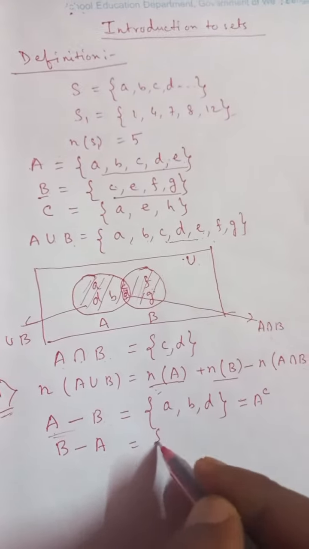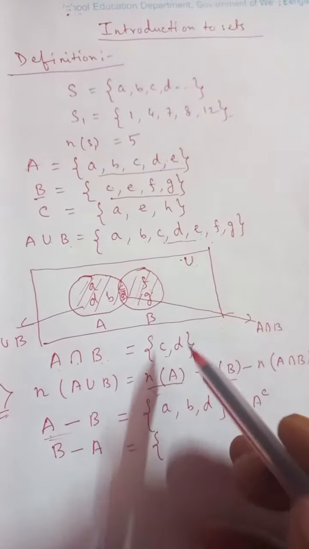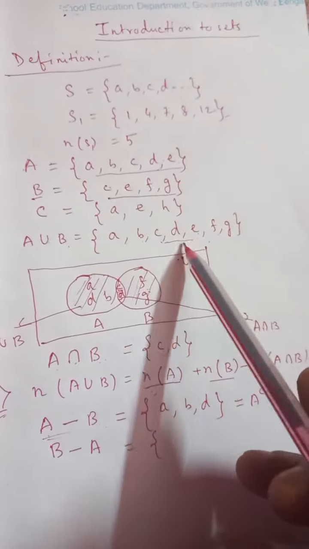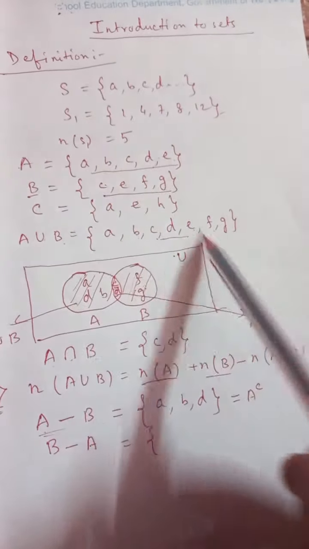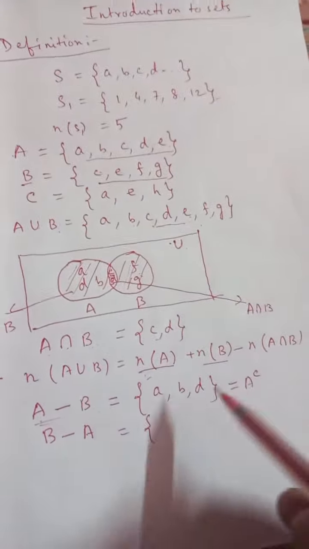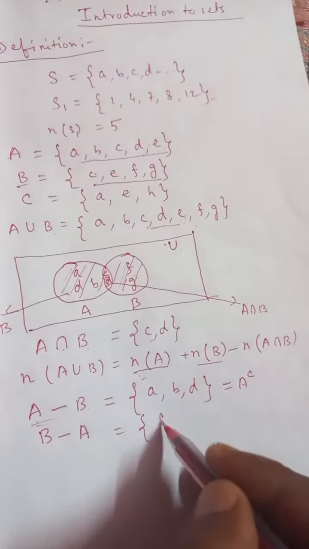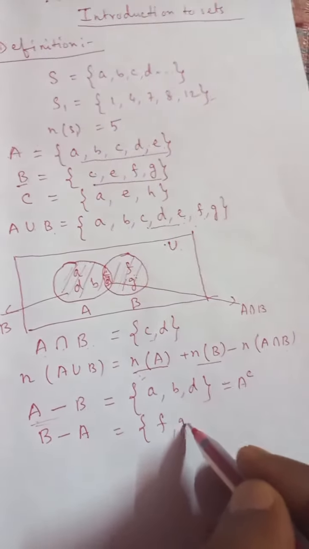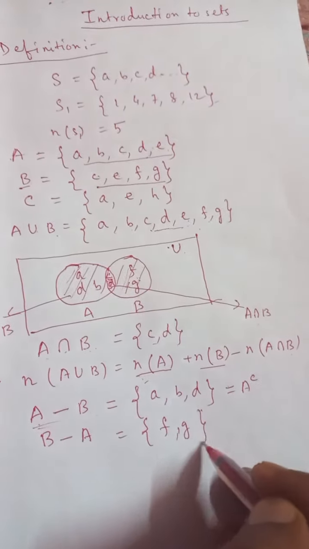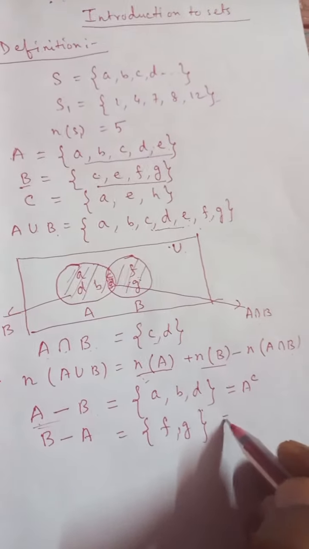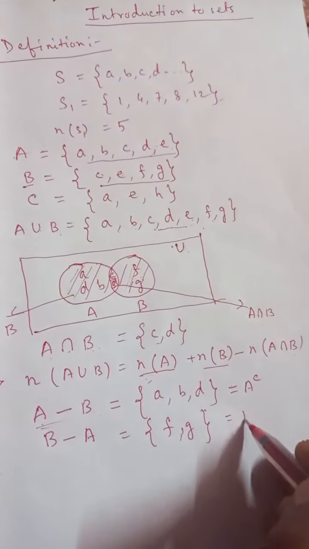So here also, all the elements of A cannot be found in B. So we will get just F and G, these two elements, which can be in B minus A. So this is called B complement.